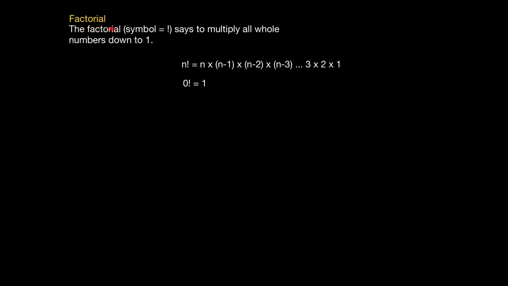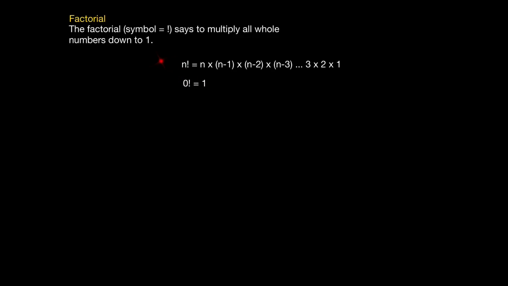The factorial, and we will be using an exclamation point. That's our symbol for factorial. That says to multiply all whole numbers down to 1. The algebraic definition can be written as n factorial equal to n times n minus 1 times n minus 2 times n minus 3 all the way down to 3 times 2 times 1. We will agree that 0 factorial equals 1.